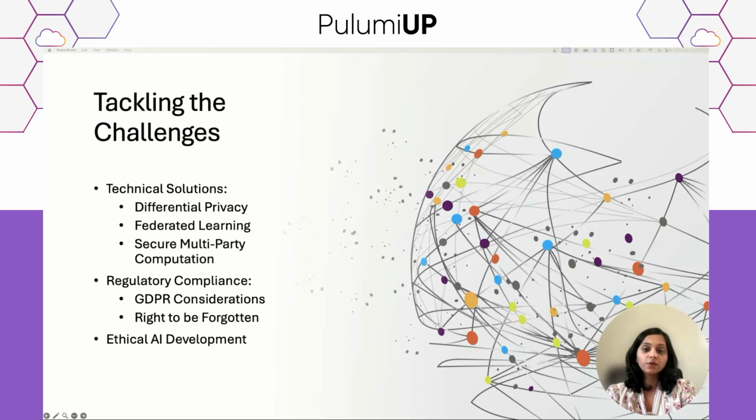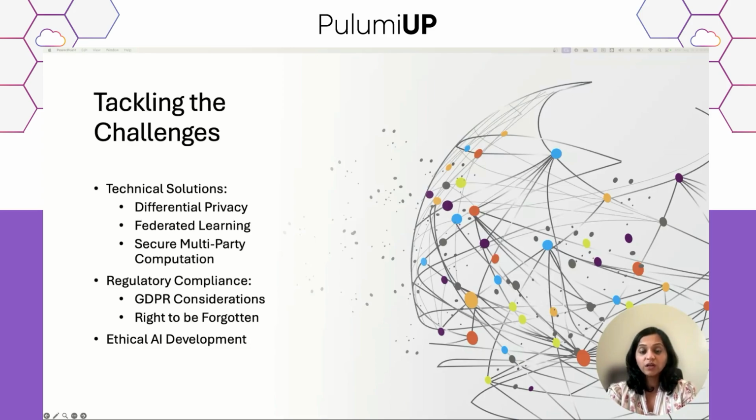We are also exploring secure multi-party computation. This allows different parties to jointly compute something without revealing their individual inputs. In the context of LLMs, it could allow for collaborative model training without exposing sensitive data. But it's not all about tech solutions.